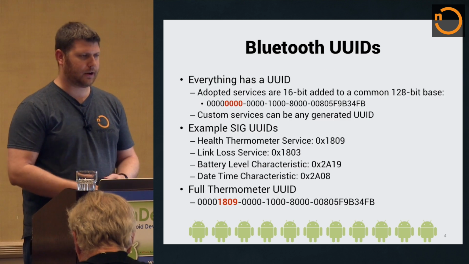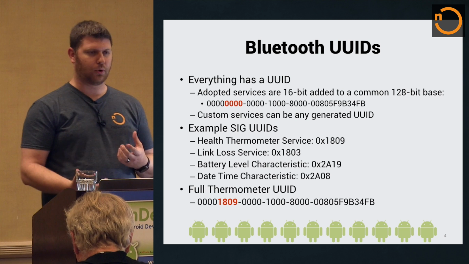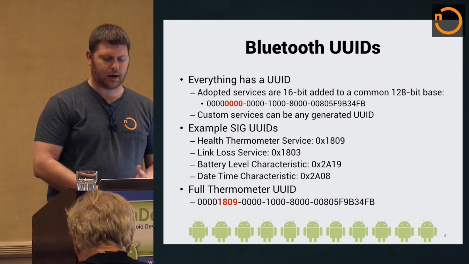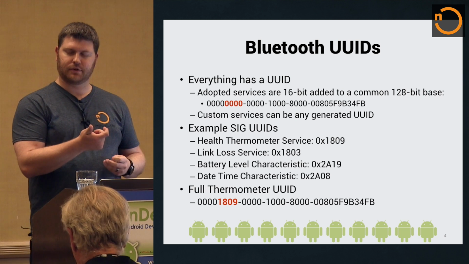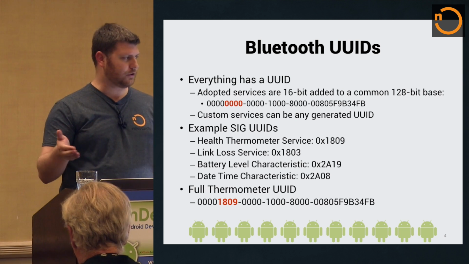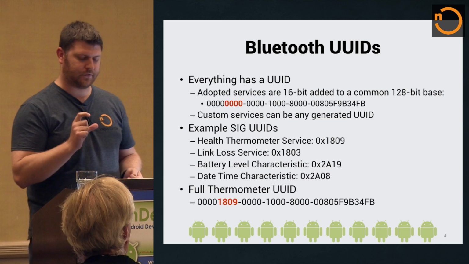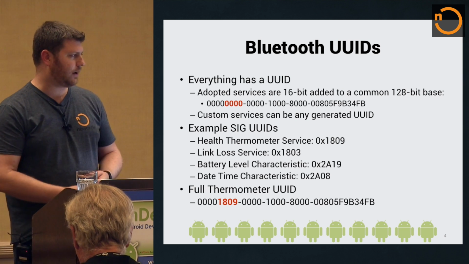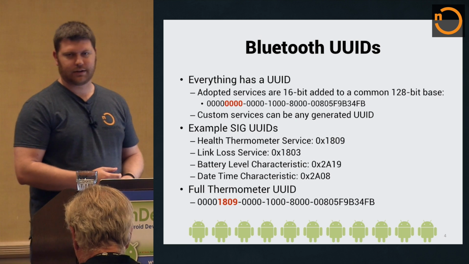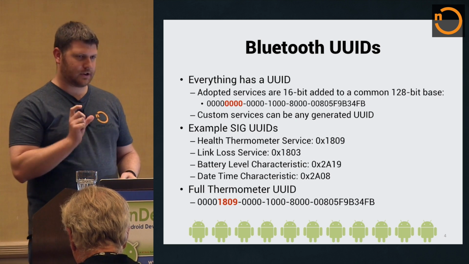All right, so just a little bit about constructing UUIDs, because it becomes important when you're writing the code. I mentioned before that there are 16-bit UIDs for the assigned numbers, but there are also full 128-bit versions. It turns out that if you just took one of those 16-bit UIDs and passed it to the Android APIs, it would have no idea what to do with it, because that designation is not quite correct.